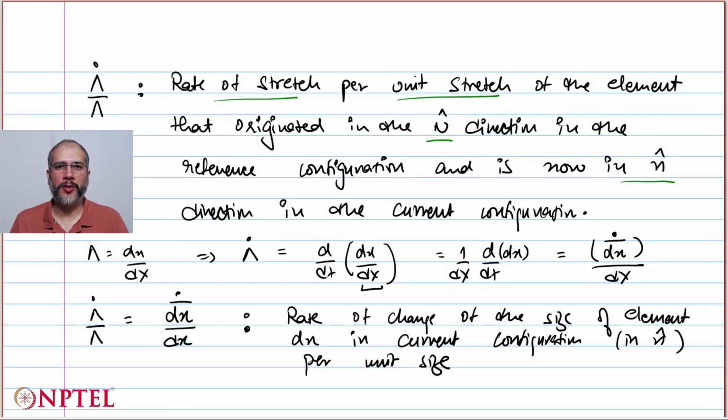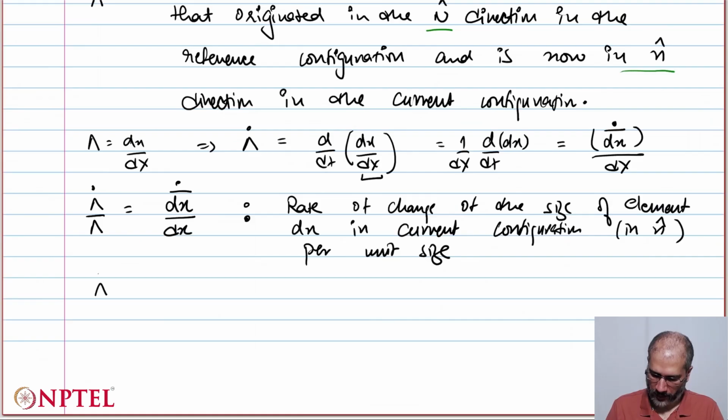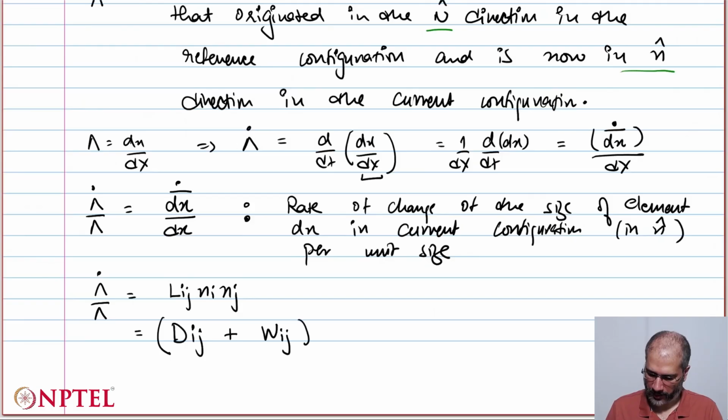That is what I said, that we start with a discussion with some material coordinates, but we will not have them in the end. So this basically is telling us the rate of change of the length of an element per unit length. Right, so lambda dot upon lambda is L_ij n_i n_j, and L can be written as a sum of the rate of deformation tensor, that's a symmetric part, and the vorticity tensor, that is a skew symmetric part, times n_i times n_j.